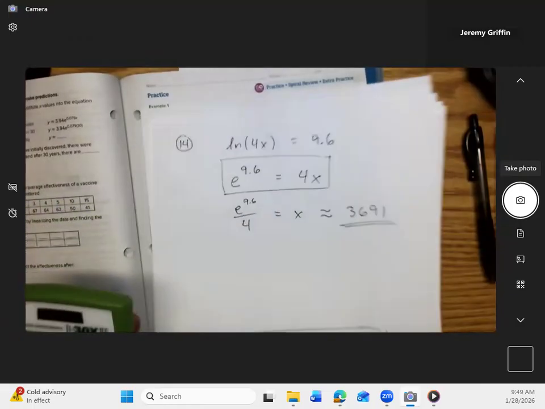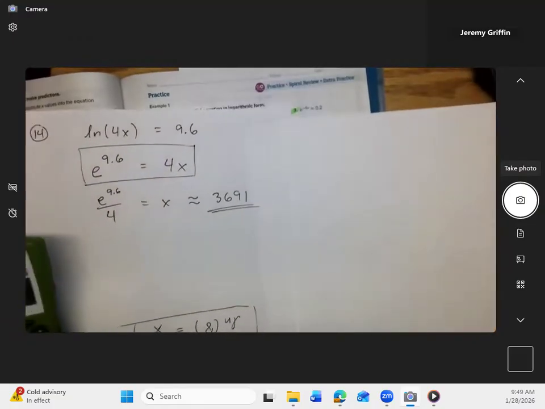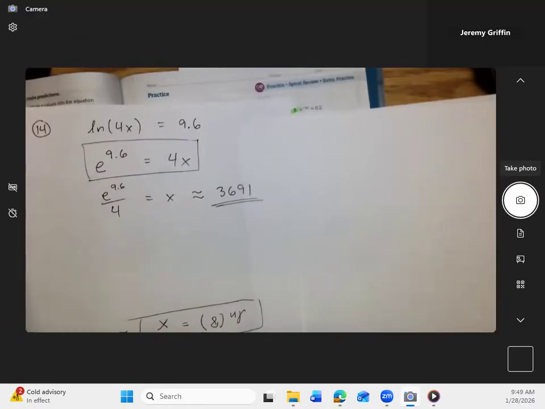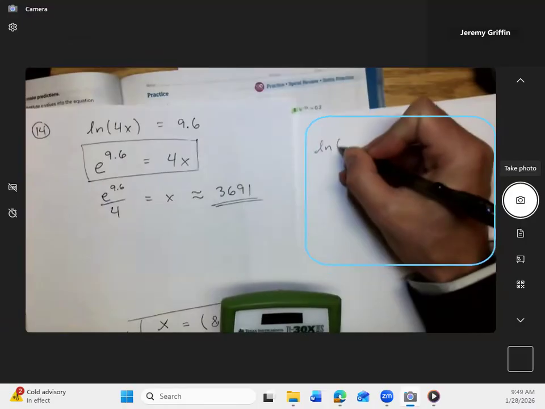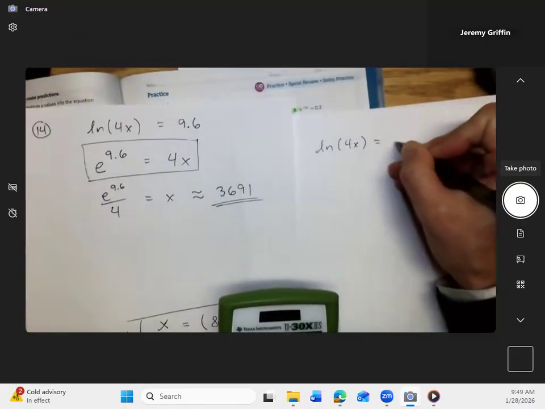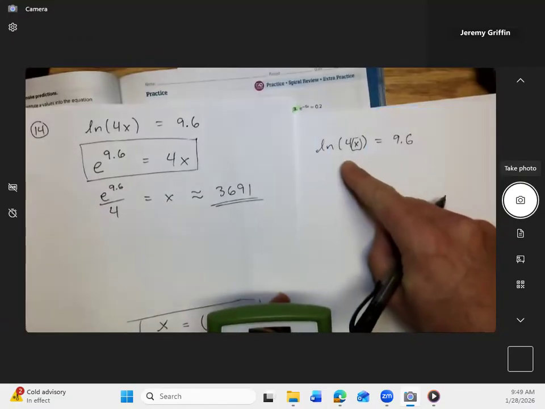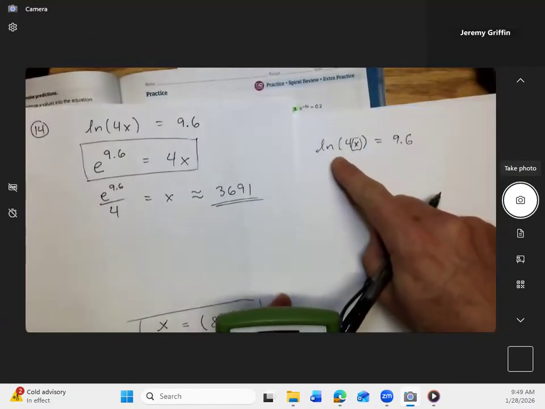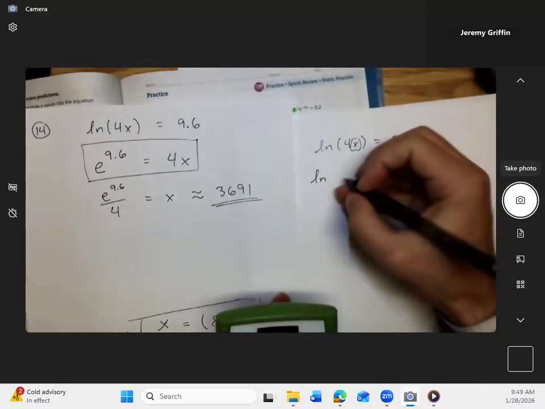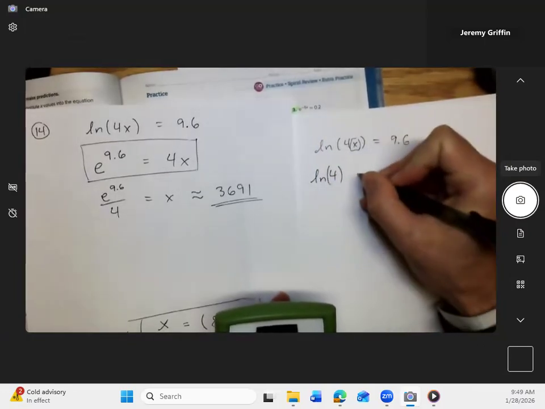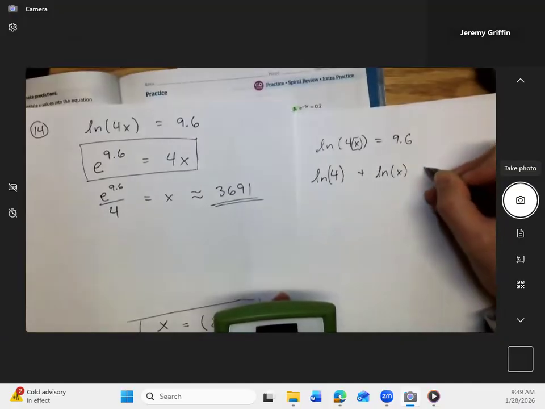You know what I want to do is push this to the side and let's play out some of those log rules that you guys have been seeing every day. And let's solve this in a completely different way and see if it leads to the same answer. So back to the beginning. Natural log of 4x equals 9.6. What if I still want to solve for x, but go about it a different way? Guys, what's the product rule here? Natural log of 4 plus natural log of x is equivalent to the original statement.